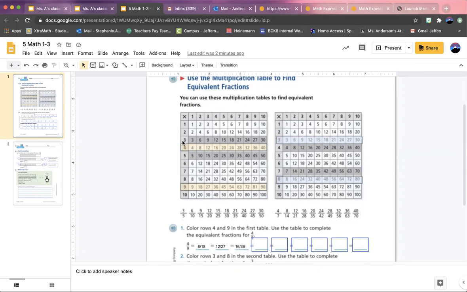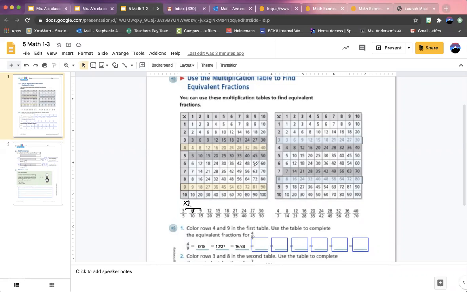Well, if I use a multiplier of 2, and we use our multiplication table, remember we look up here to see what we're multiplying by. So if I was to use the multiplier of 2, working with 3, I would end up at 6. And if I was to use a multiplier of 5, working with 3, I'd end up at 15. So if I multiply by 2 here, I end up with 6/10.